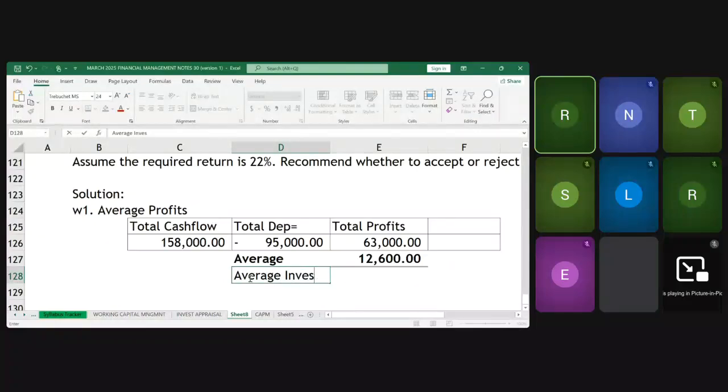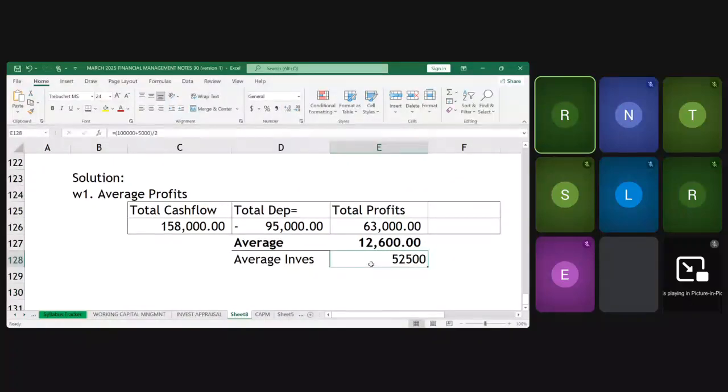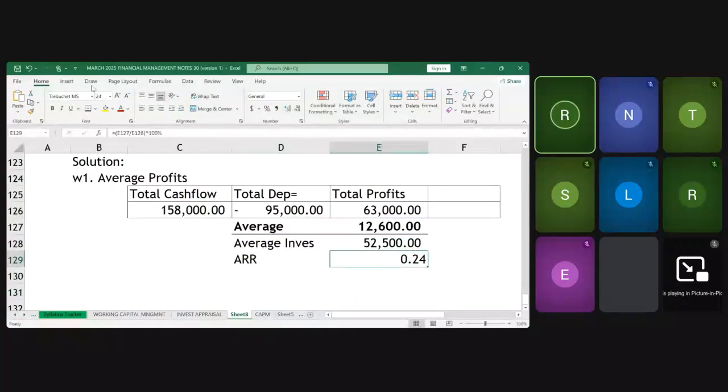Okay. Now my average investment equals, open bracket, initial 100,000 plus the scrap 5,000, close, divided by 2. So my average investment is 52,500. And then my ARR, accounting rate of return, is equal to, open bracket, this divided by that, close, times 100%. Right, so I'm going to have 24%. That is 24% direct.